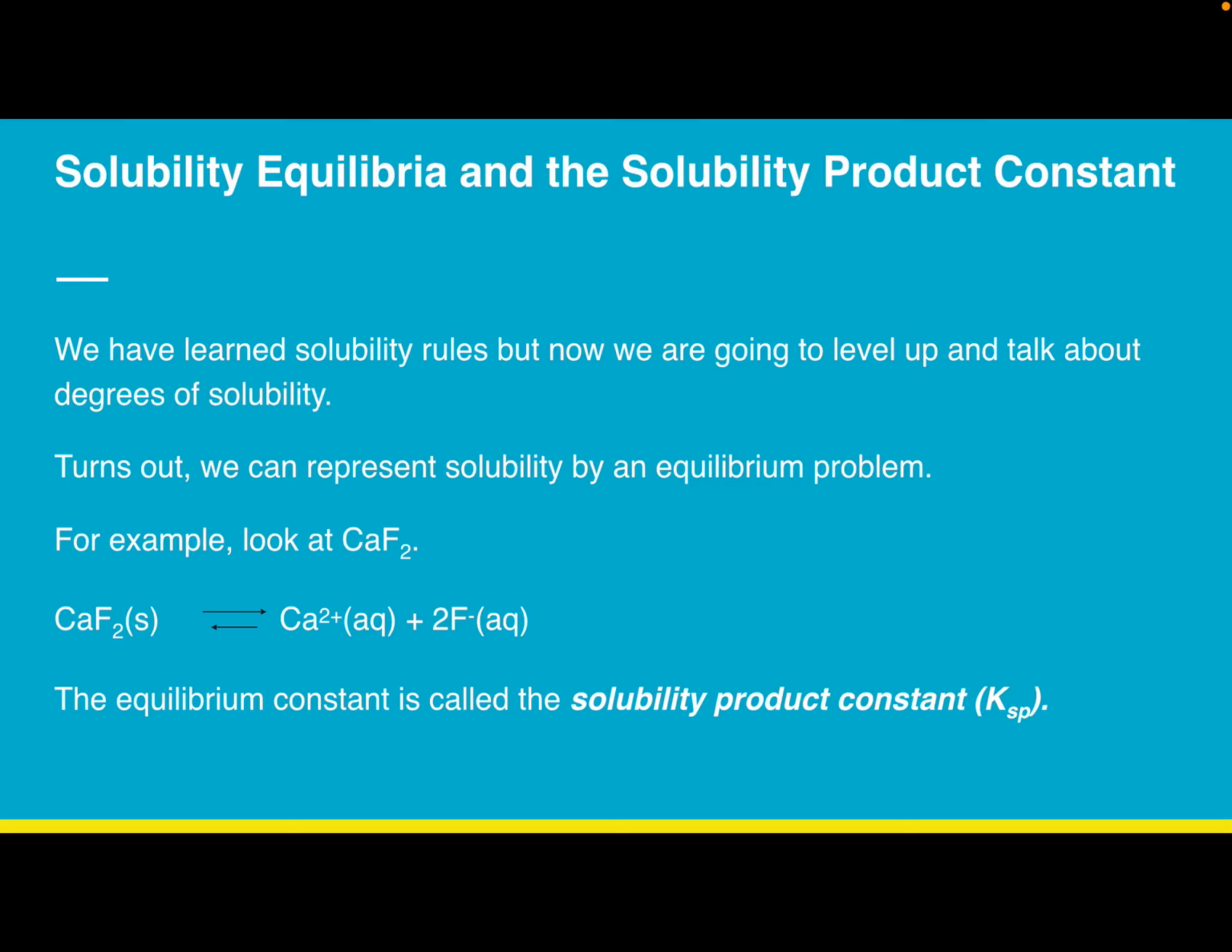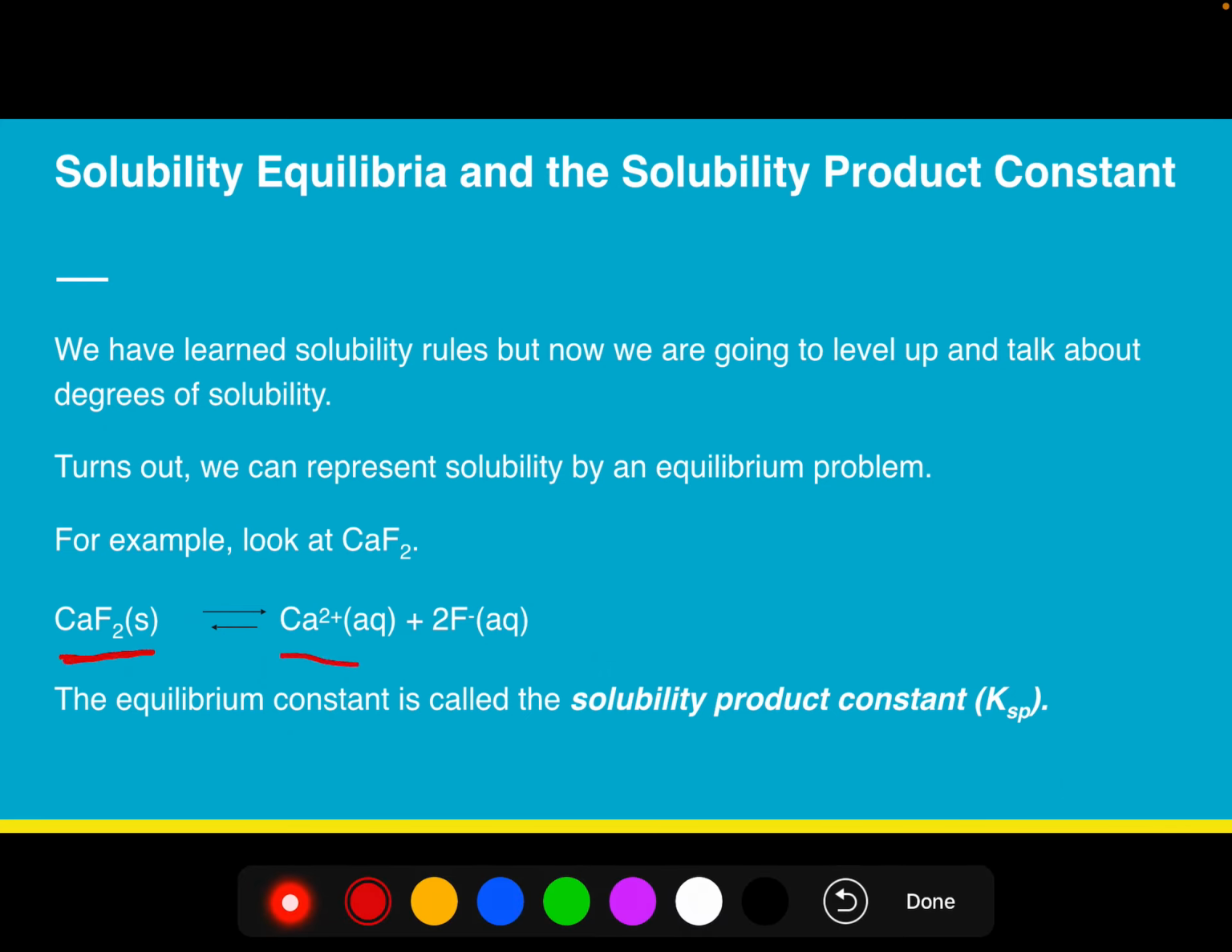Alright, so in this video I want to talk about solubility. Turns out that the solubility of a compound depends on equilibrium, just like everything else we're doing. So look at this for example. We have calcium fluoride, and calcium fluoride dissolves to make calcium and two fluorides.